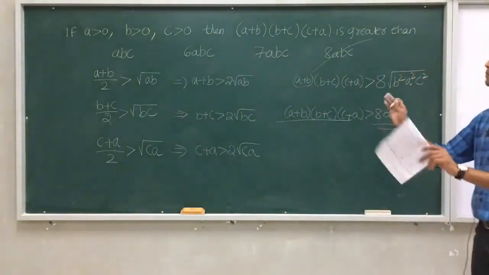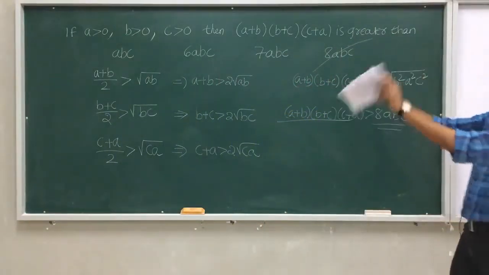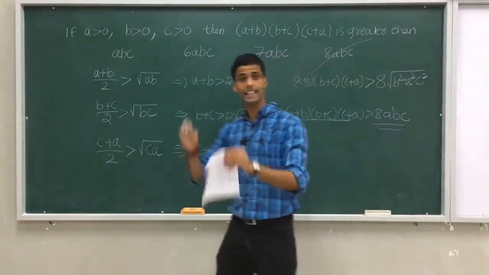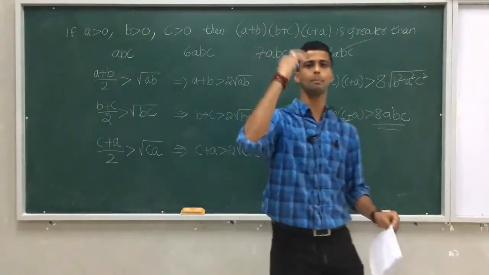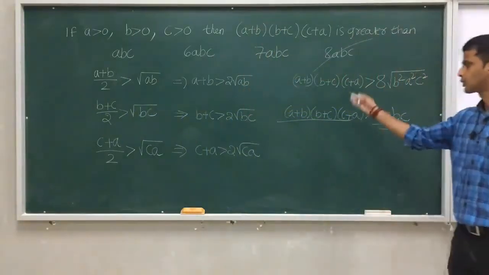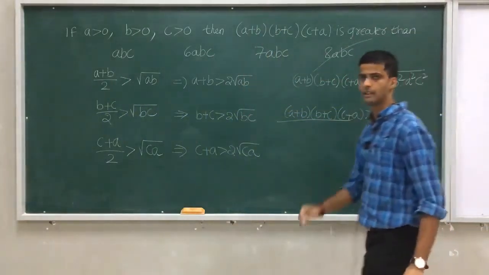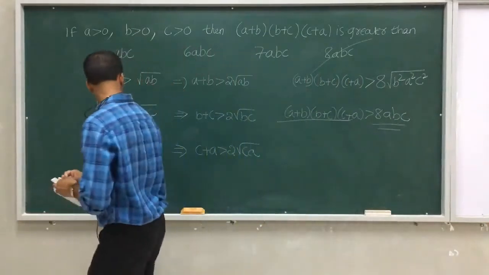So if A is more than 0, B is more than 0, C is more than 0, I can say A plus B, B plus C, C plus A is greater than 8 times ABC. So option D will be the right answer.